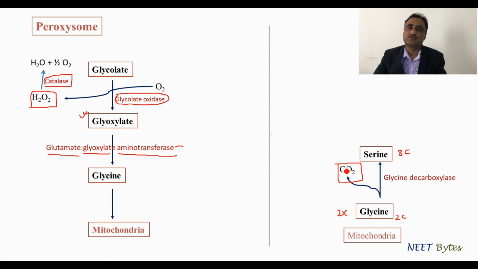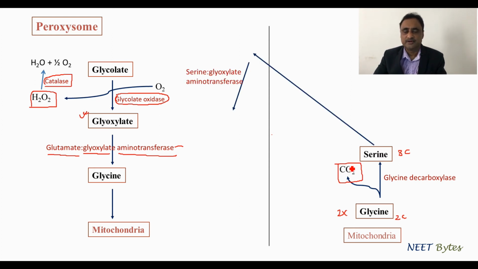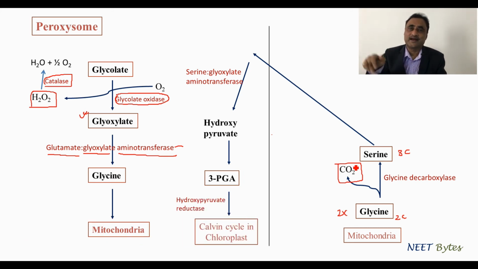Now serine again goes back to peroxisomes, where under the enzyme we call serine glyoxylate aminotransferase, hydroxypyruvate is formed, and hydroxypyruvate gets converted into 3-PGA, right? And 3-PGA finally goes back to the chloroplast, okay? So this is how the entire Calvin cycle is actually getting completed, right?